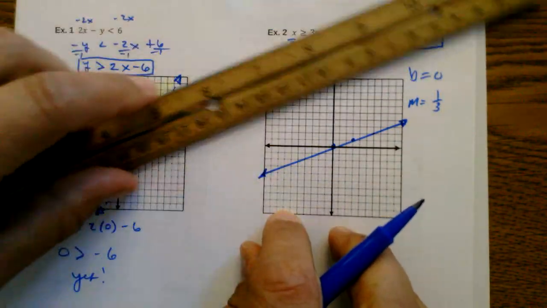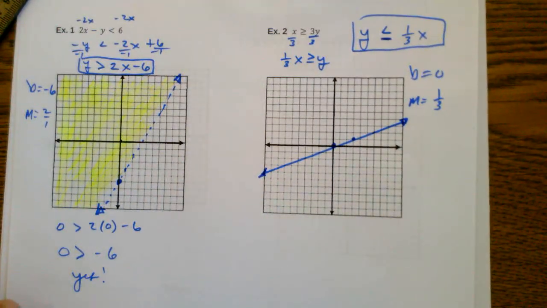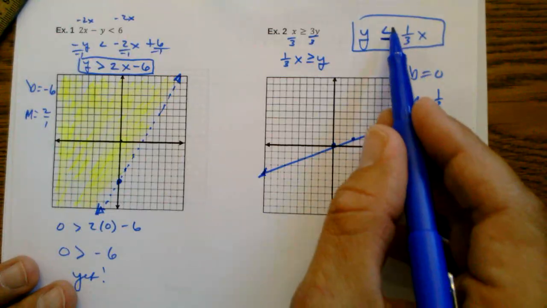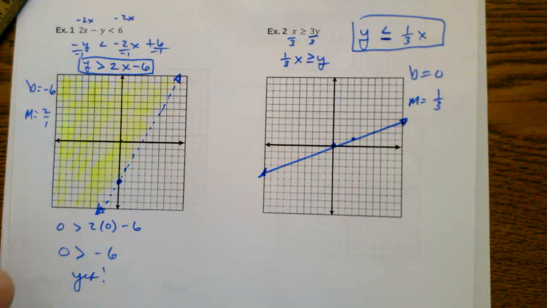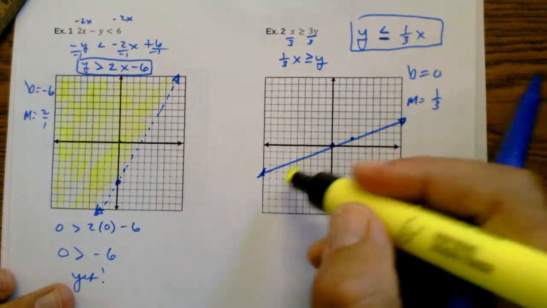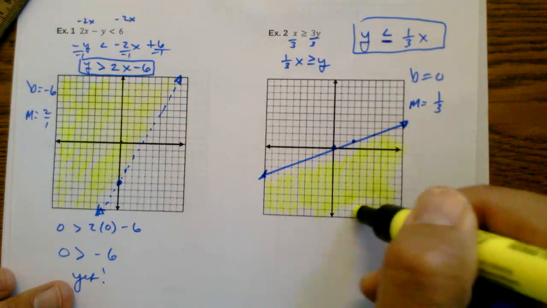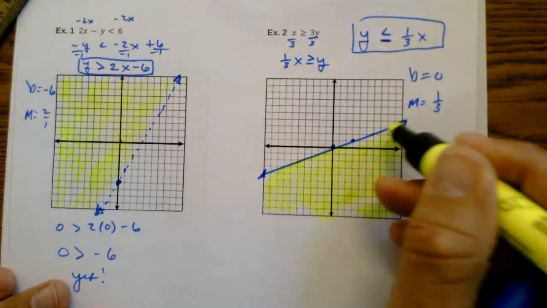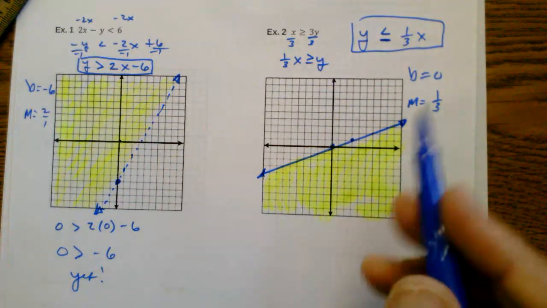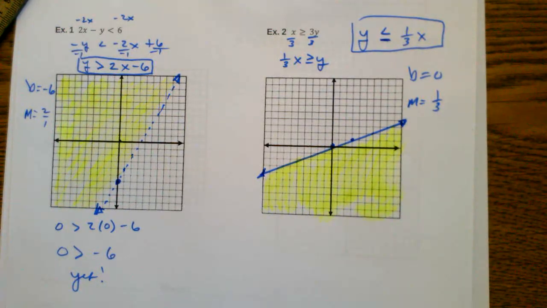Any point on that line is part of our solution set. And then I have a less than or equal to. If I'm less than you, I am below you. Less than has an L, that is below. So any of these answers, including the numbers on this line, are part of my solution set.